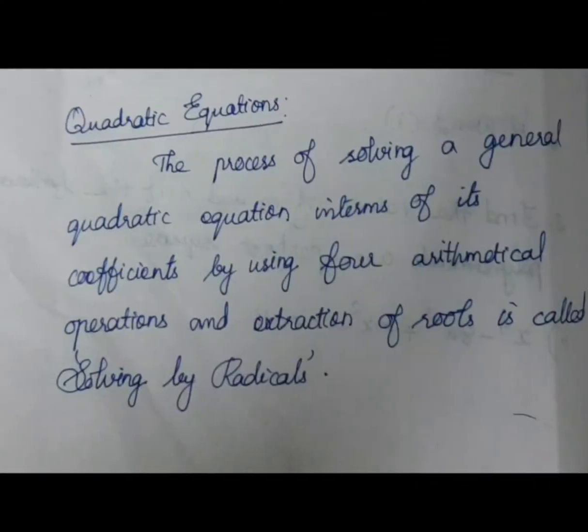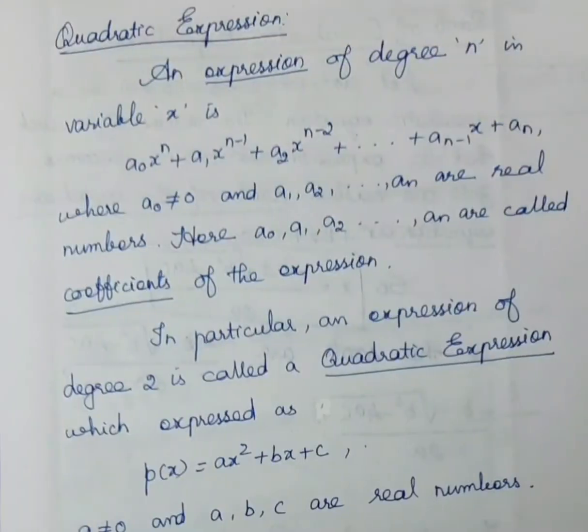Now, the process of solving a quadratic equation is called solving by radicals. You see, the process of solving a general quadratic equation in terms of its coefficients by using four arithmetical operations and extraction of roots is called solving by radicals. Okay, it is a name for the process. Please learn that name. Next one, quadratic expression.